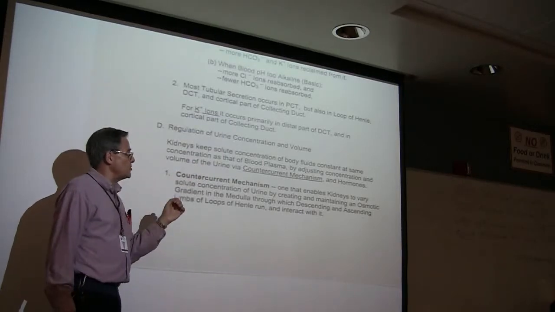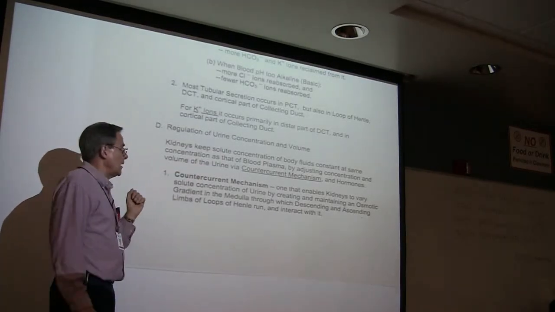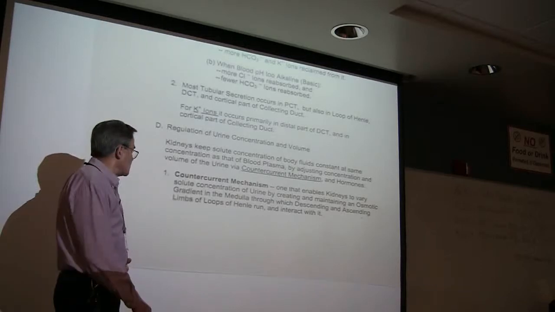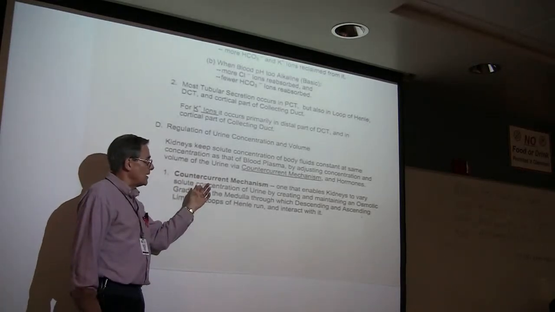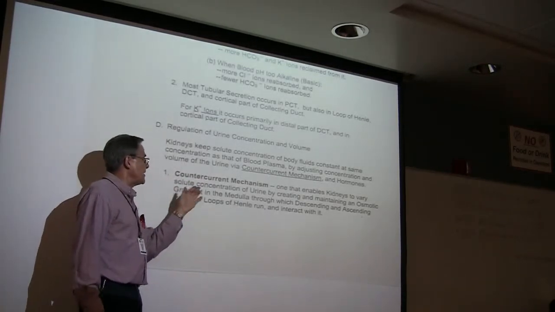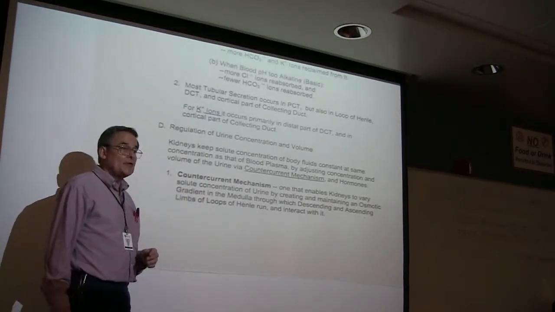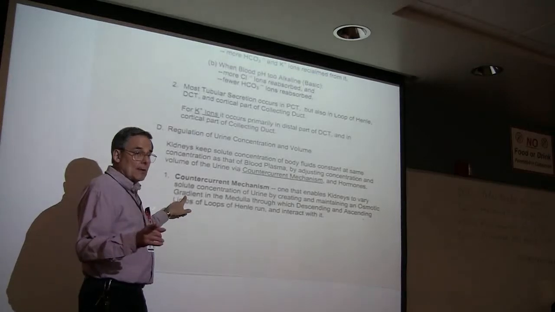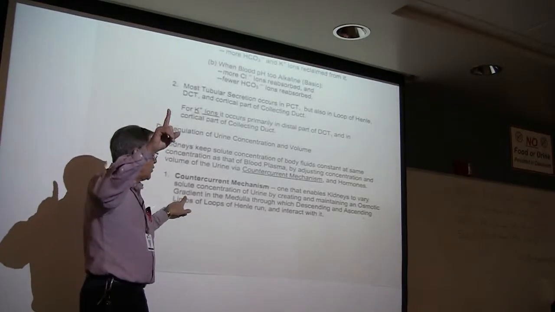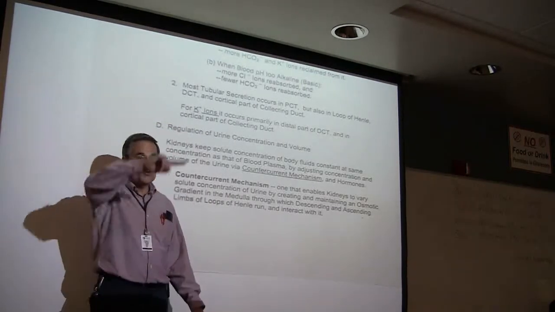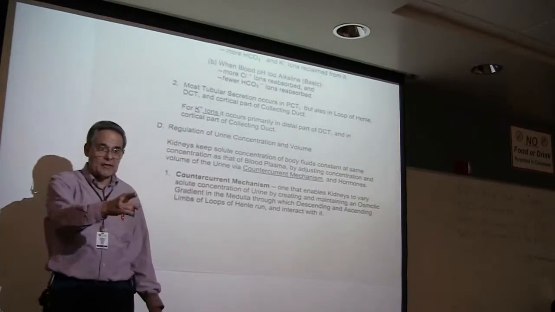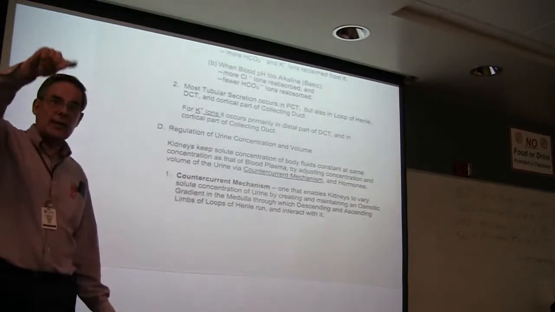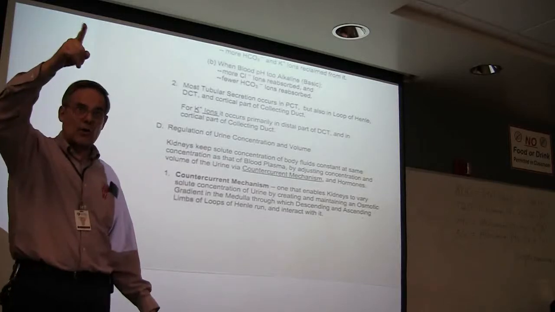And again, the mechanism is called the countercurrent mechanism. By the way, it also involves hormones. Now, the countercurrent mechanism is what enables the kidneys to vary the solute concentration of urine. And they do it by maintaining an osmotic gradient in the medulla through which the loop of Henle is flowing. We have the descending limb coming down from the cortex into the medulla, then you have the ascending limb going from the medulla back into the cortex.